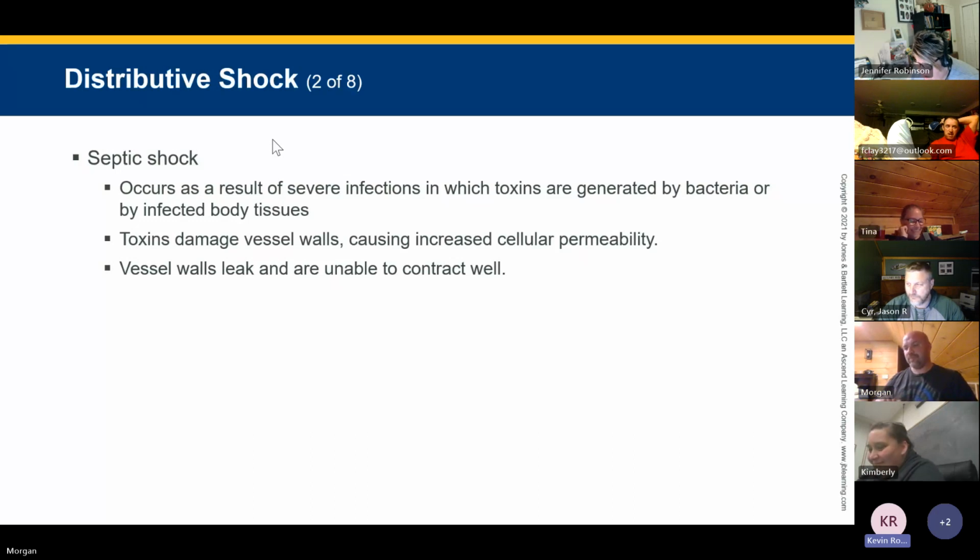So here's the thing. Septic shock is, like I said, a whole different ball game. We're leaking stuff out where it doesn't need to be leaking out, right? Pressures are going to start dropping. We're going to start seeing some other changes. Here are some of the indicators.